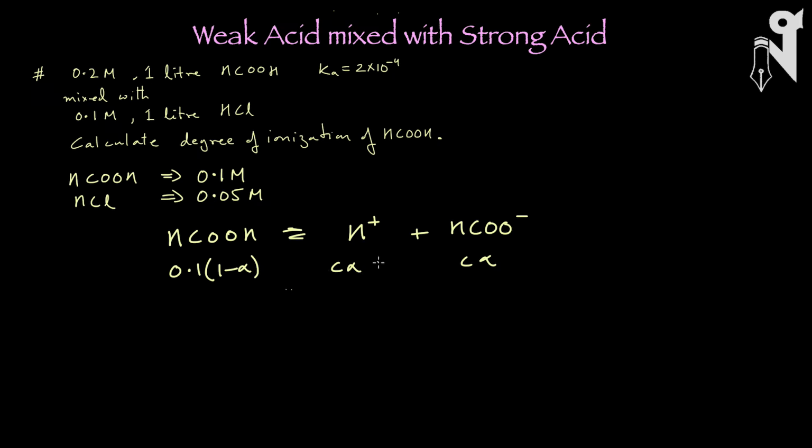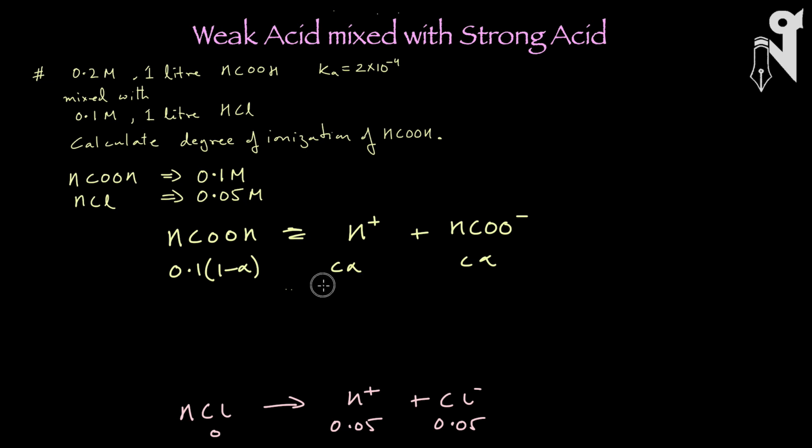So I'll just write it over here, HCl, which was how much given? 0.05 molar, right? So nothing remains, it fully dissociates and gives H plus and Cl minus, 0.05 and 0.05, which is what is contributed by HCl. So the total concentration of H plus is what is coming from formic acid plus what is coming from HCl.